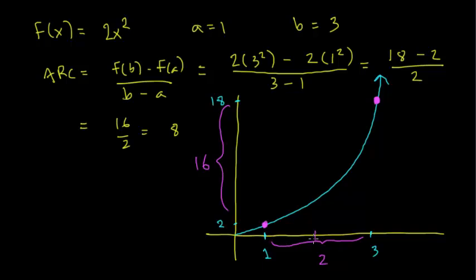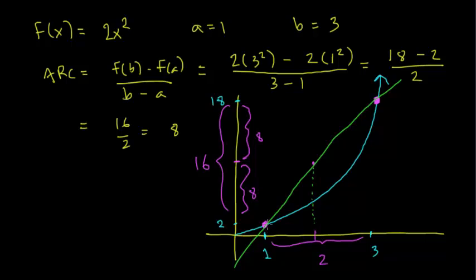So when the function goes over by 2 units, it goes up by 16. So on average, if it goes over 1 unit, it should go up by 8 units. Right, and then it goes over another unit, and it goes up by 8 more units. And if we take this straight line and connect these dots, we see that the slope of that straight line is exactly 8. Right? That's our average rate of change.